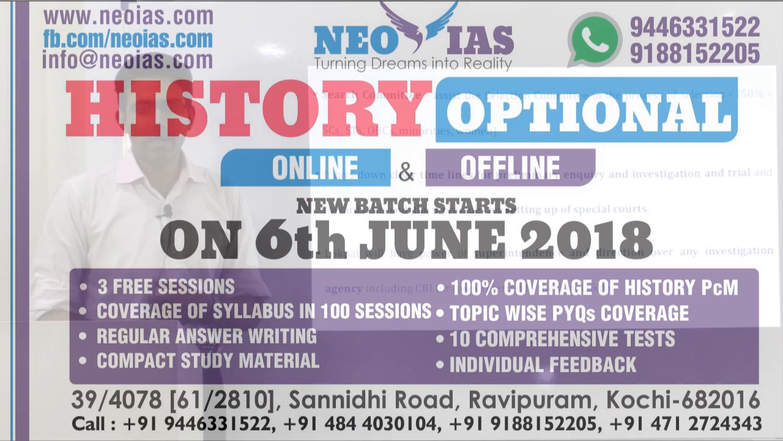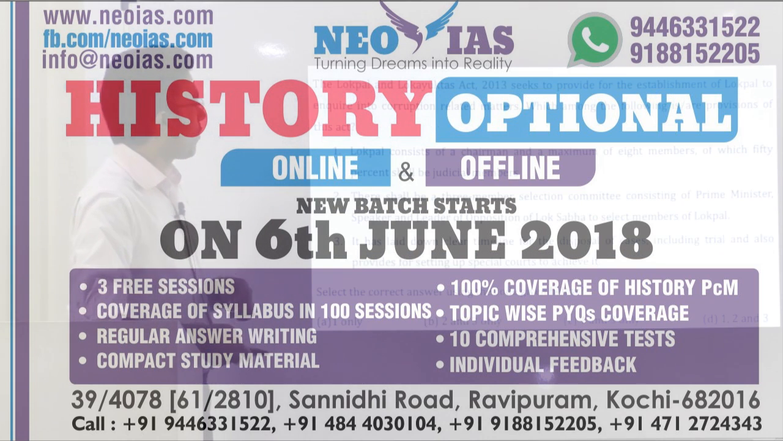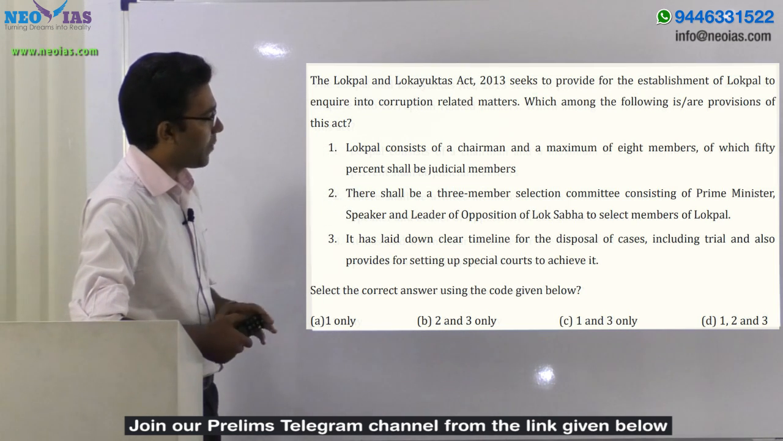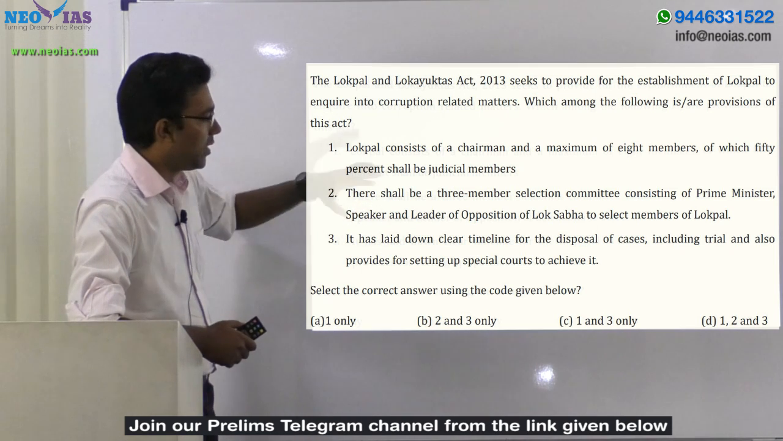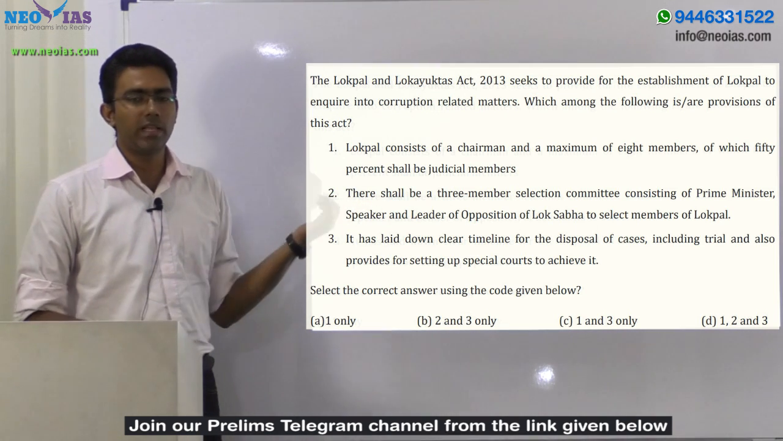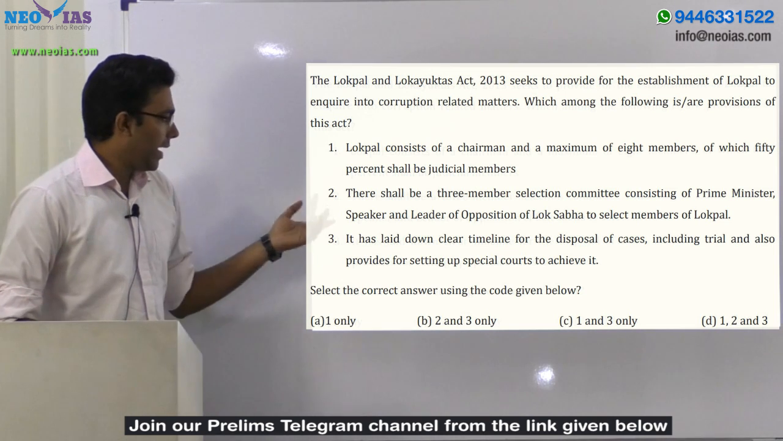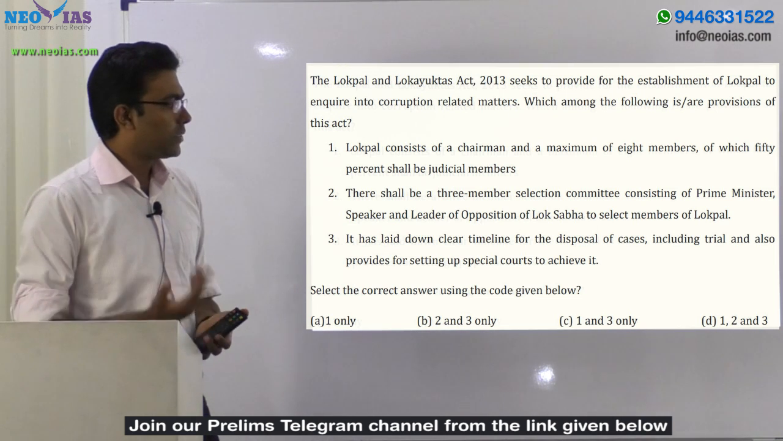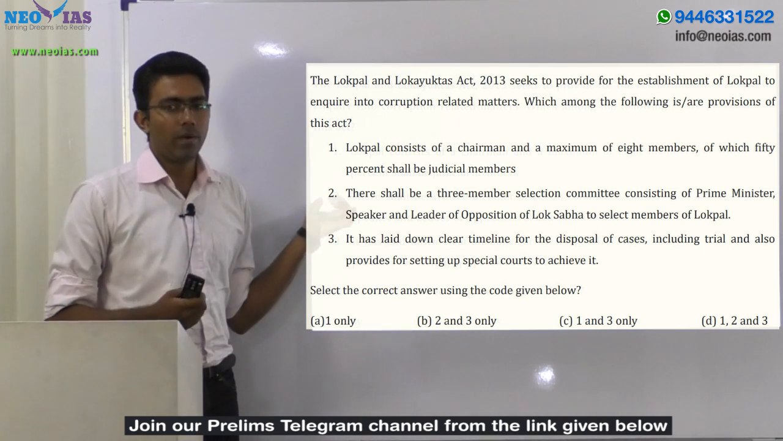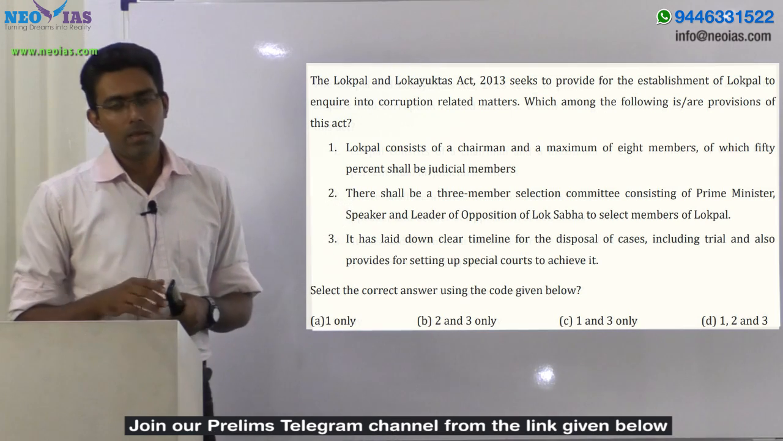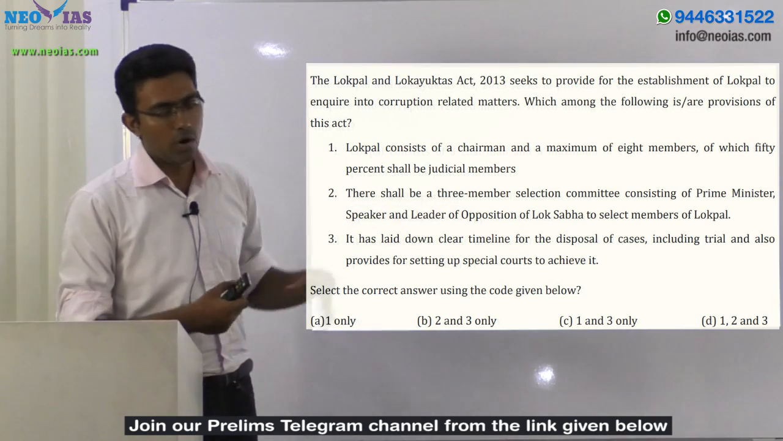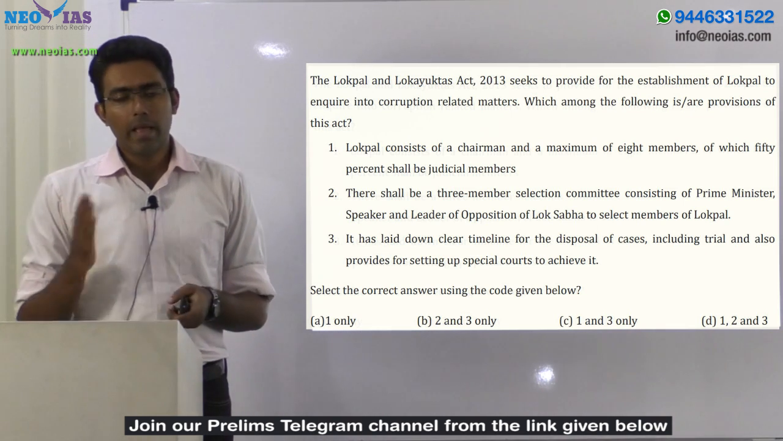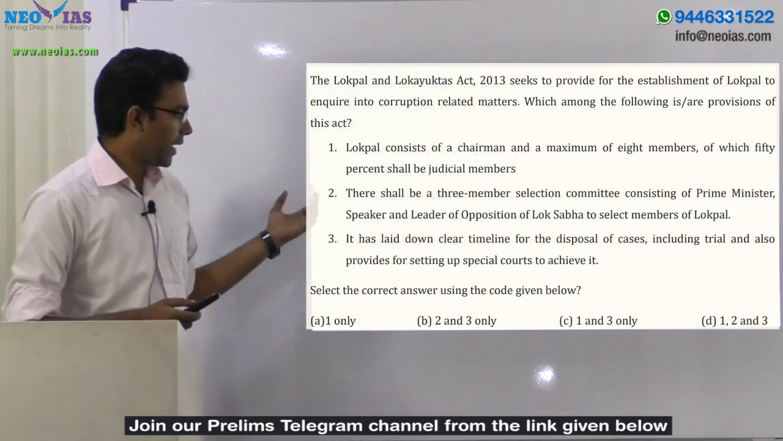Now we will get back to the question. The Lokpal and Lokayukta Act 2013, which among the following is a provision of this Act? First statement, Lokpal consists of a chairman and a maximum of 8 members, of which 50% shall be judicial members. Yes, that is correct. The second statement, there shall be a 3-member selection committee consisting of Prime Minister, Speaker and Leader of Opposition. No, this is not a 3-member committee, it is a 5-member committee. Besides these 3, it also includes the CJI or a Supreme Court judge nominated by the CJI, along with a distinguished jurist. So the second statement is wrong.